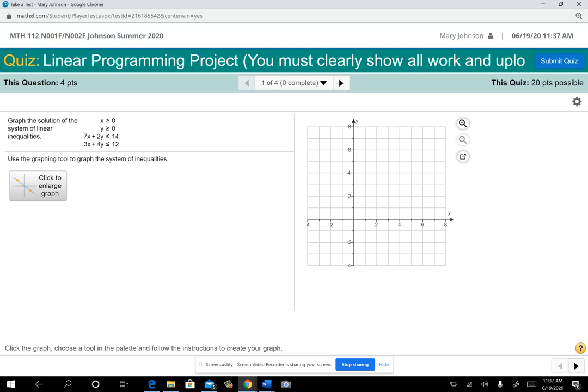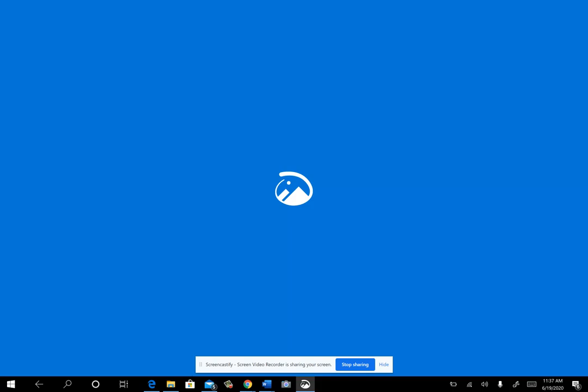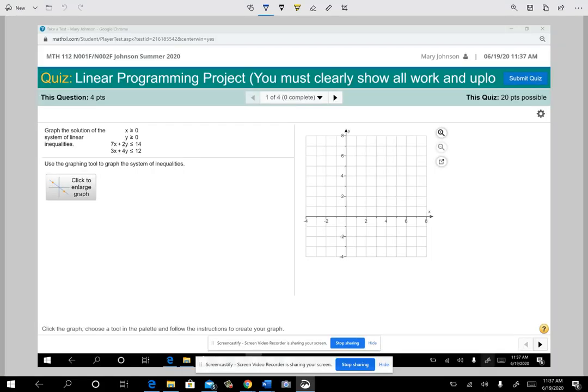So I expect more than just this to be done. You need to be showing your work. So here's kind of what I should see, okay? So on paper, you would do what you would do to graph these lines, collect the data you need to be able to graph those lines.